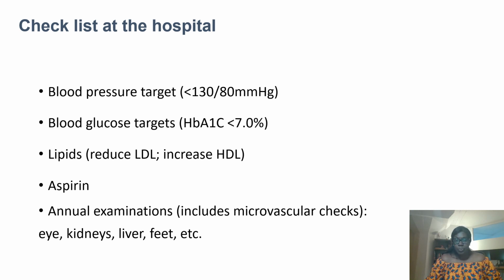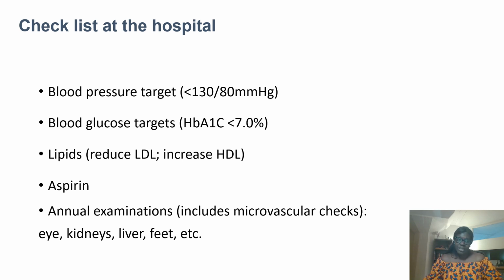Lipids or cholesterol are associated with increased risk of macrovascular disease. You want to reduce the bad cholesterol, which is the LDL cholesterol, and increase your good cholesterol, which is the HDL cholesterol. For LDL, your target should be less than 70 milligrams per deciliter, and for the good cholesterol HDL, more than 40 milligrams per deciliter. Aspirin use is also important. It's a bit of a controversy, but some people believe that it can be used in the primary prevention and secondary prevention of cardiovascular diseases.